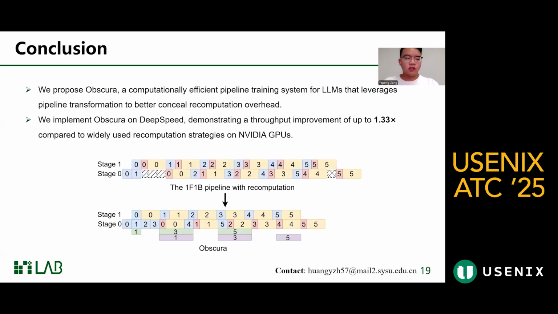To conclude, we propose Obscura, a computationally efficient pipeline training system for large language models that leverages pipeline transformation to better conceal recomputation overhead.